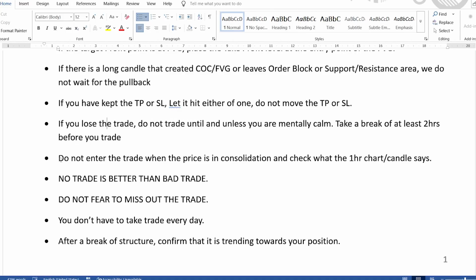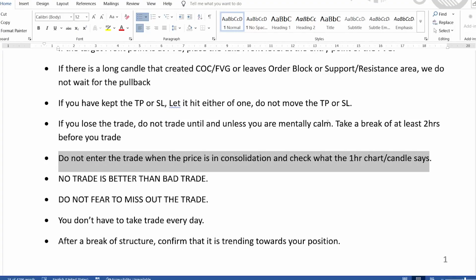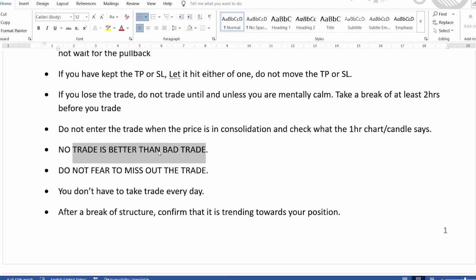Do not enter a trade when the price is in consolidation, and check what the 1 hour chart or candle says. Like I said earlier, I used to trade in consolidation and I used to lose a lot. So when the price is in consolidation, do not try to trade, and check the 1 hour chart, because the higher time frame chart shows better things. So yeah, no trade is better than a bad trade. You feel like you will miss out, like fear of missing out.